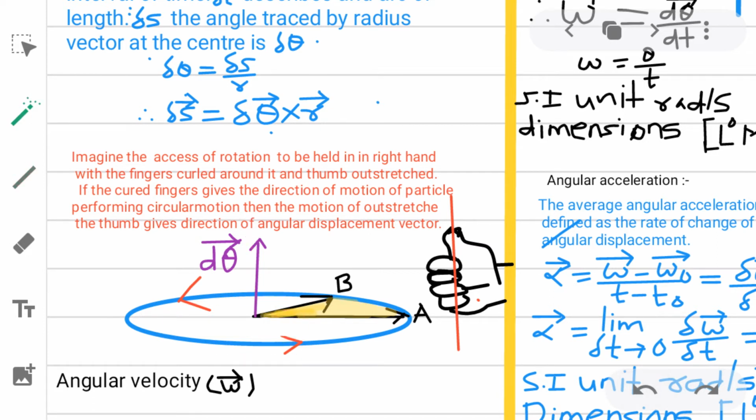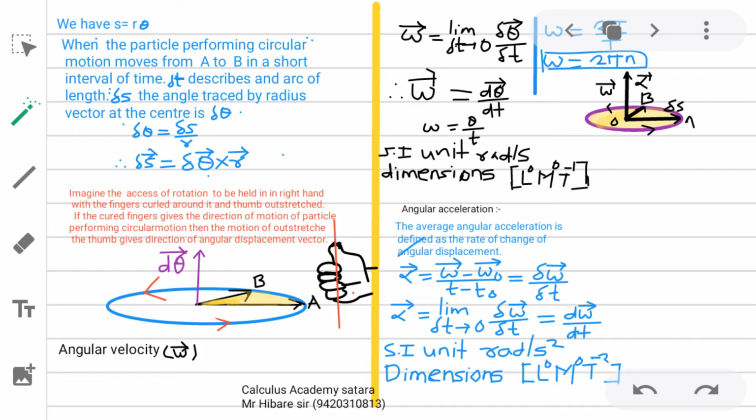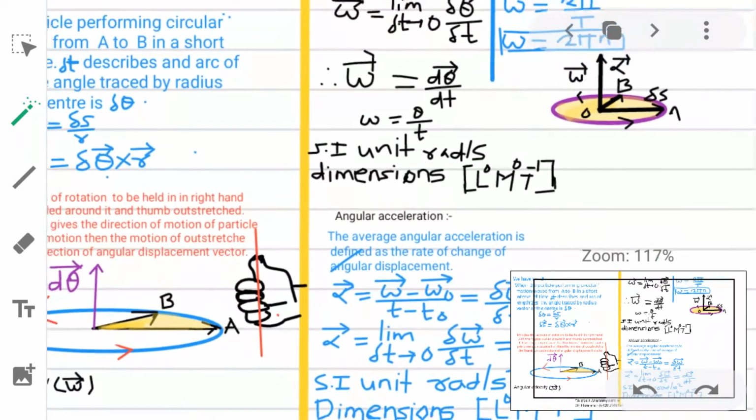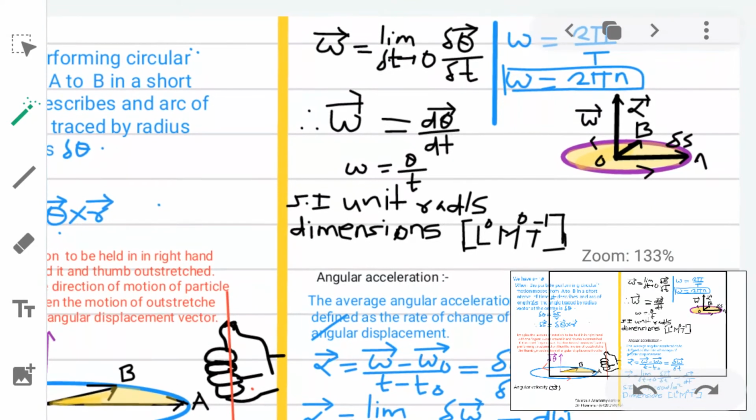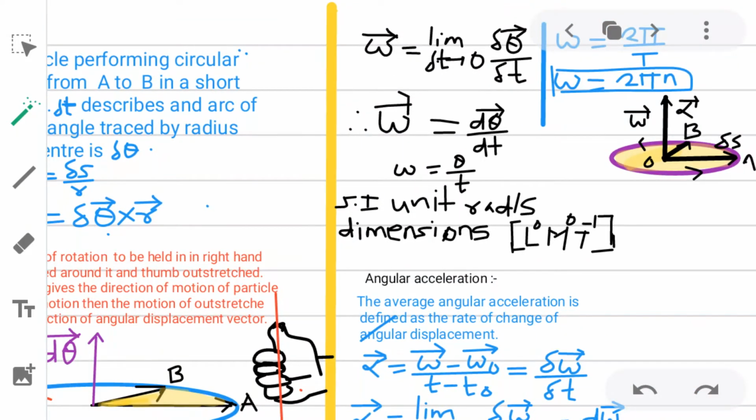Now angular velocity. Omega is equal to the limit as delta t tends to 0 of delta theta upon delta t, the instantaneous angular velocity. Vector omega is equal to the derivative of theta with respect to t. Now omega is equal to theta upon t. What is the SI unit? Radian per second. Dimensions are L0, M0, T raised to -1.